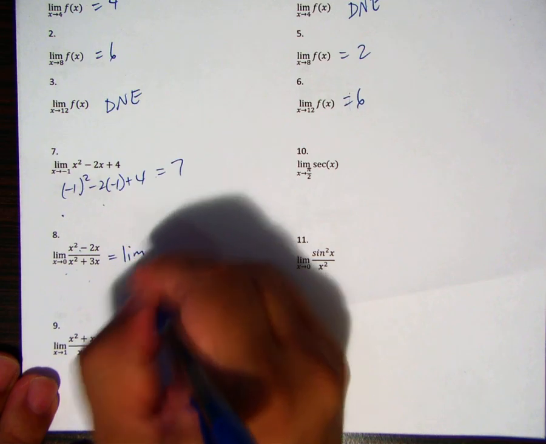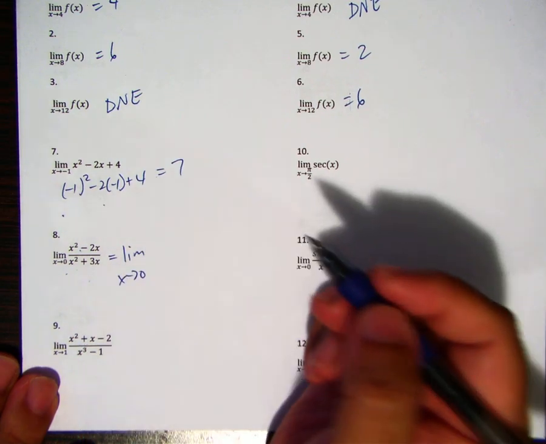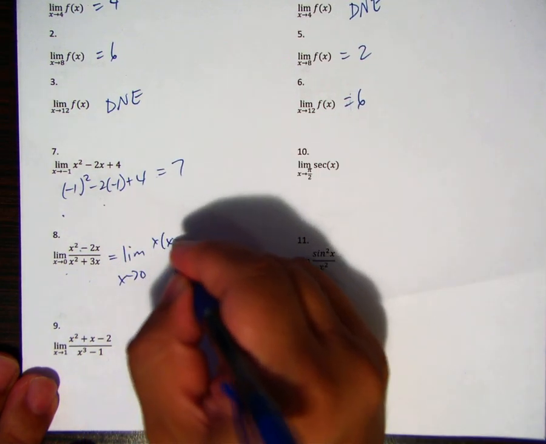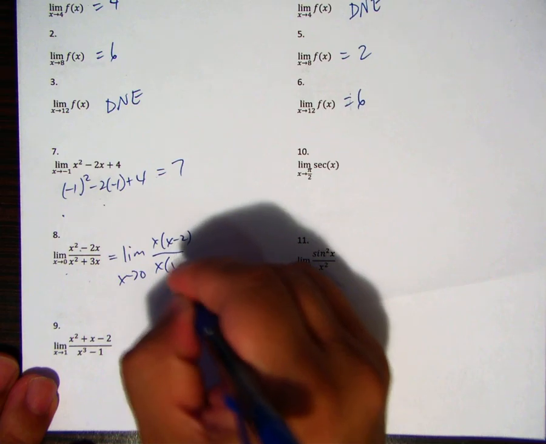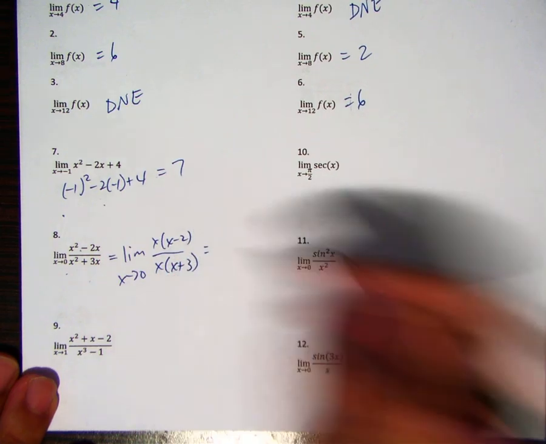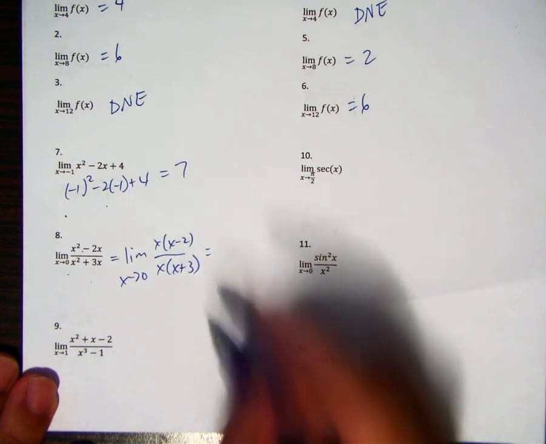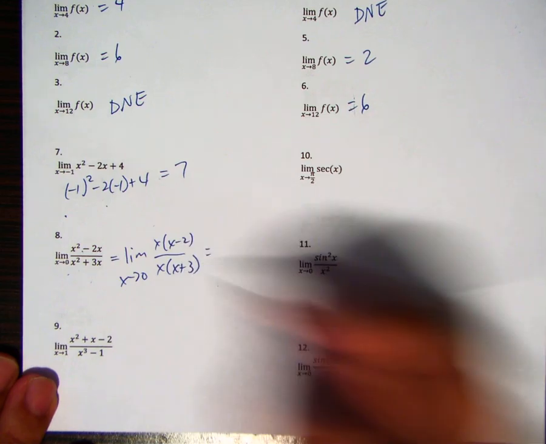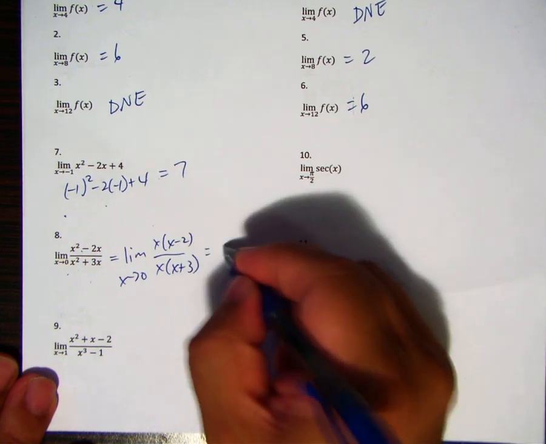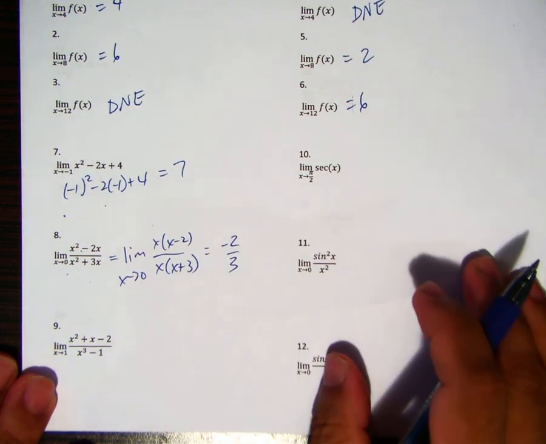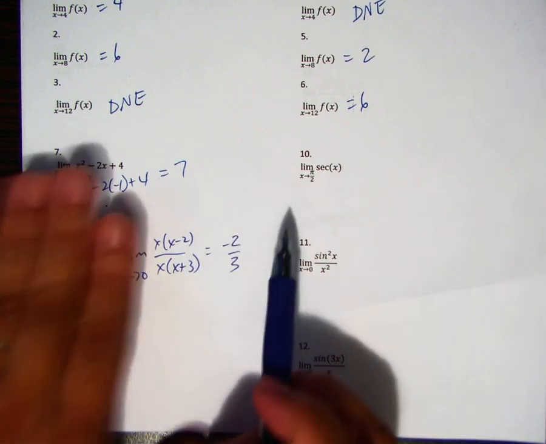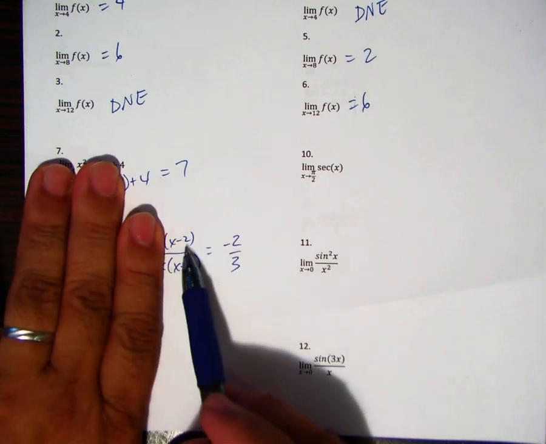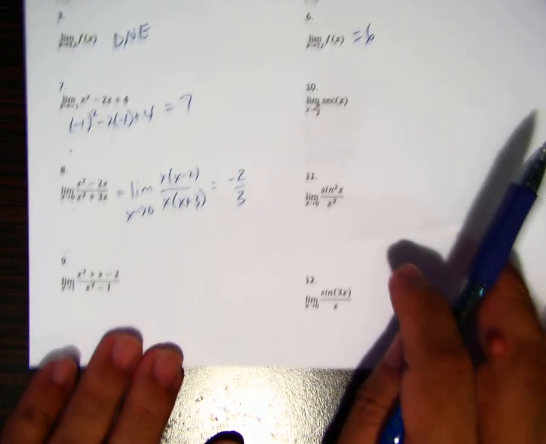So I am going to simplify. So the x is reduced, leaving me x minus 2 in the numerator, x plus 3 in the denominator. That means the limit is negative 2/3. Right? Plug in 0 once the x's are gone. Negative 2 over 3.